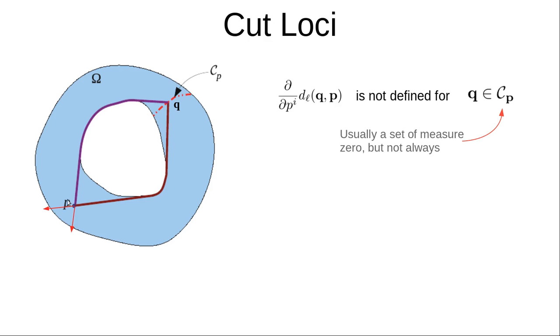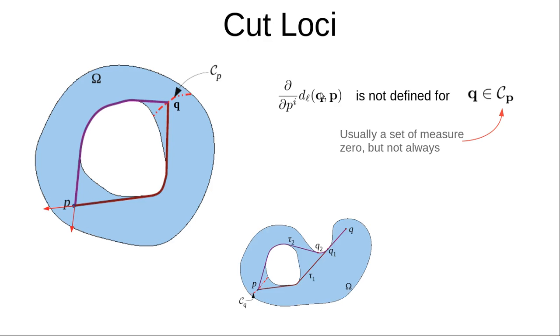Now the issue here is, of course, that at P, if we are trying to compute the gradient of the distance to Q, that's not well defined. That's not unique. There are two possible tangent vectors to the shortest paths, because there are two shortest paths, and thus the gradient is not well defined.